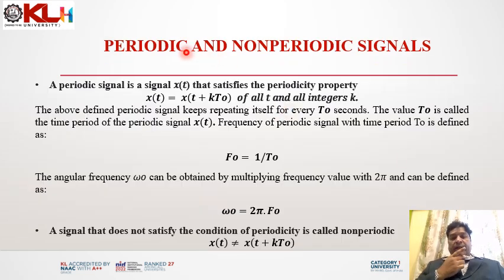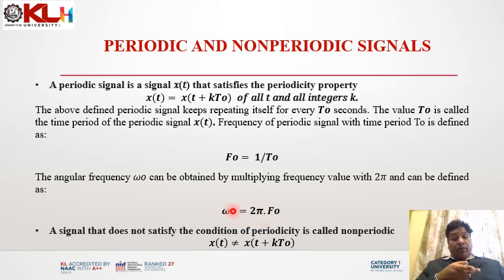Now we are going to discuss another classification, which is periodic signal versus non-periodic signal. A periodic signal satisfies the periodicity property, which is x of t equals x of t plus k times t naught, where t naught is called the fundamental time period. This periodic signal keeps repeating itself every t naught seconds. We can also define the fundamental frequency f naught as 1 by t naught, and the angular frequency omega naught as 2 pi times f naught.